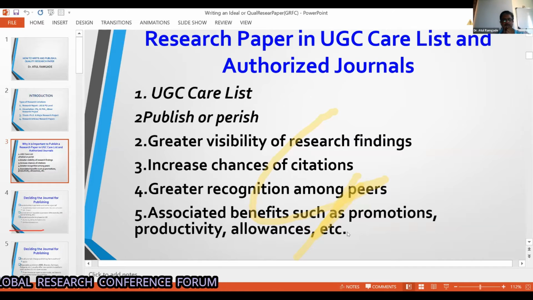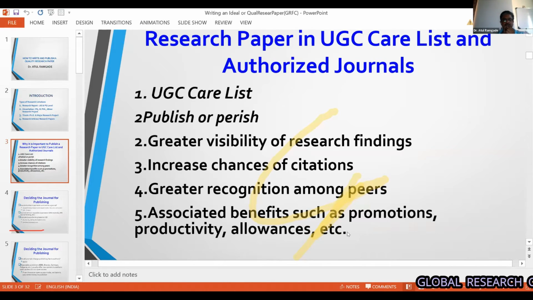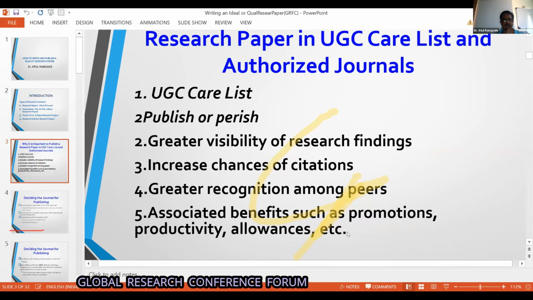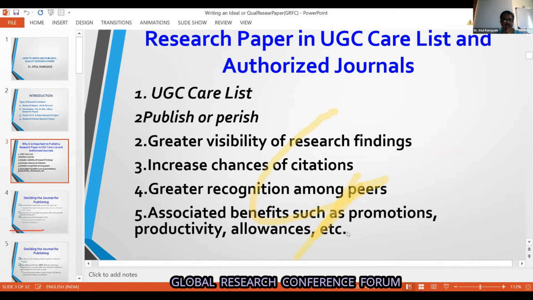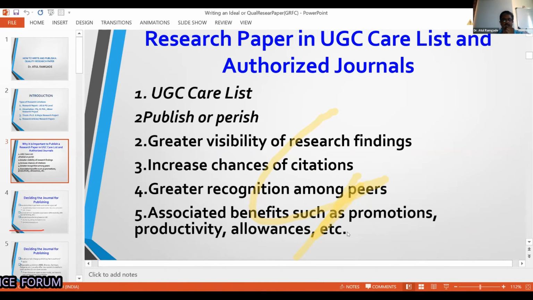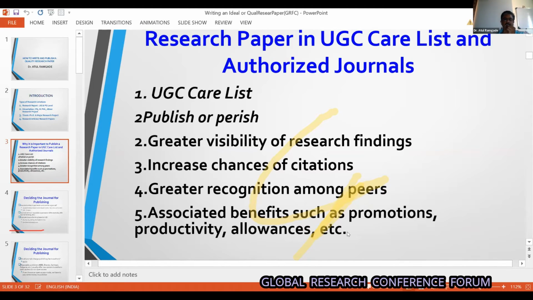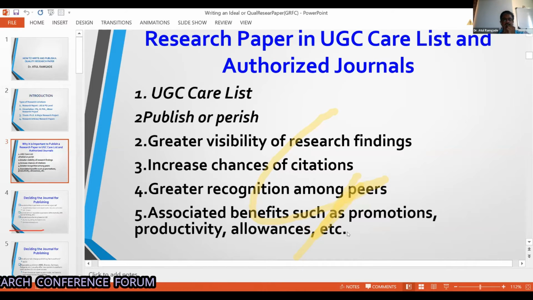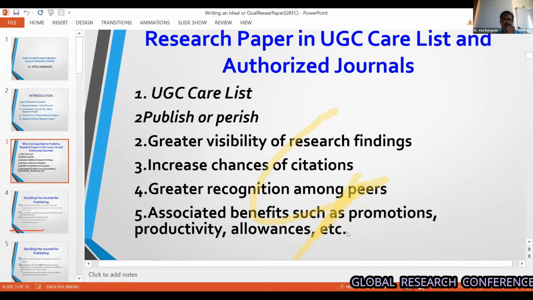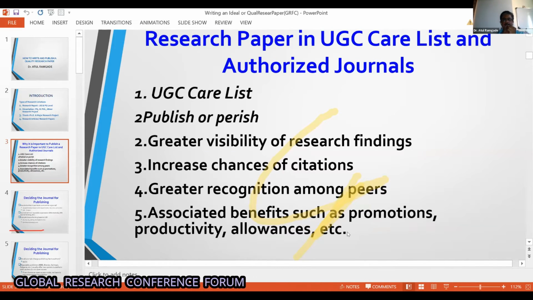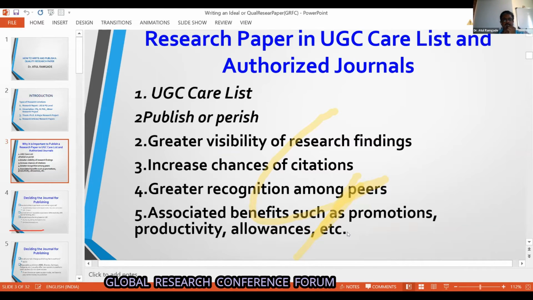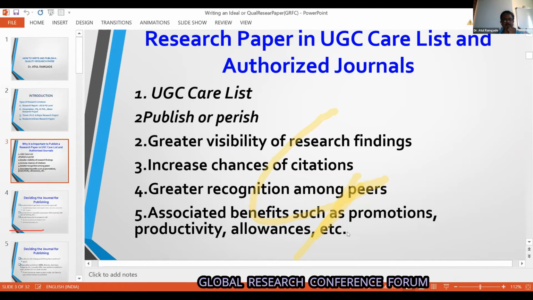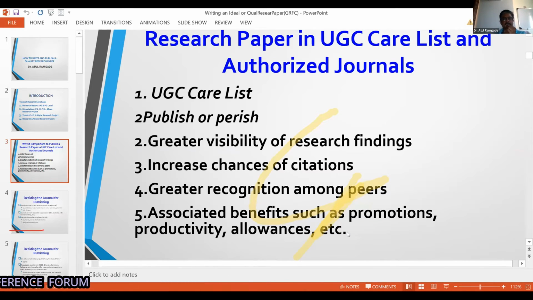To curb it and at the same time to bring quality into the field of research, a major step has been taken by the UGC, whereby they have identified certain research journals which are authenticated by the team of UGC. Many journals are authorized by UGC, Web of Science, Scopus. So your articles should be published in these journals only. The UGC CARE list has been published on the website of UGC. If anybody is curious, they can visit the UGC site and see which journals are authorized, where they can publish their paper.